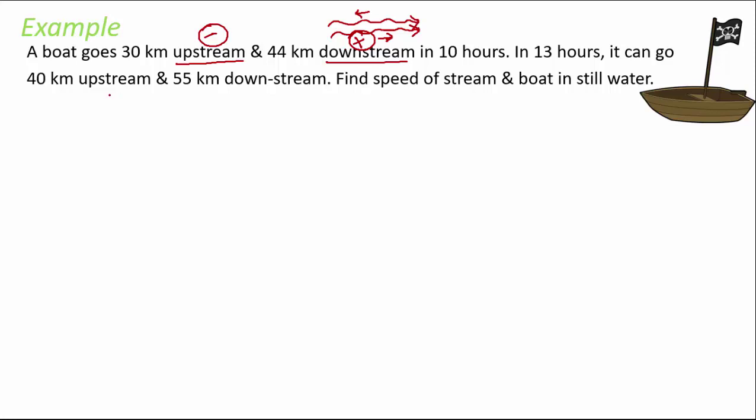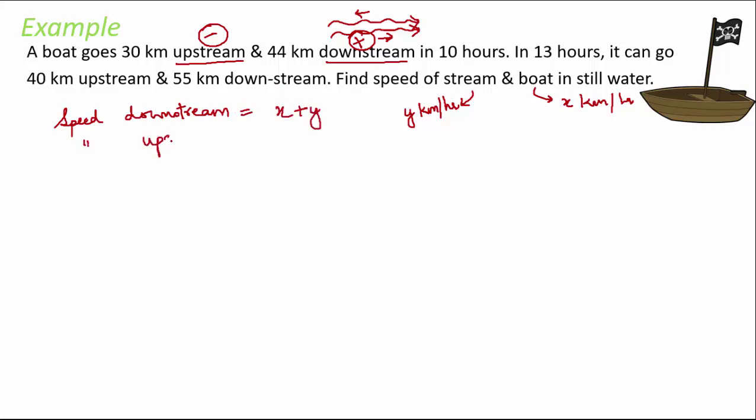Okay, so in 13 hours, it can go 40 kilometers upstream and 55 kilometers downstream. Find the speed of the stream and the boat in still water. Okay, so let us assume that the speed of the boat is x kilometers per hour and the speed of the stream is y kilometers per hour. In that case, what would be the speed downstream? As I said, downstream means the speeds get added up, so that would be x plus y. And what would be the speed upstream? They get subtracted, so it would be x minus y, right?